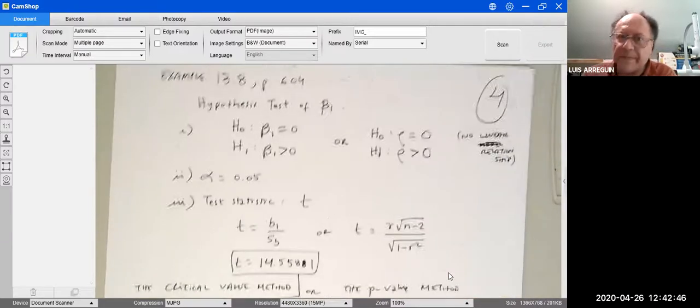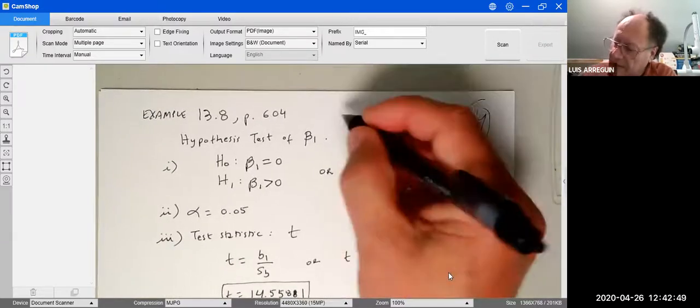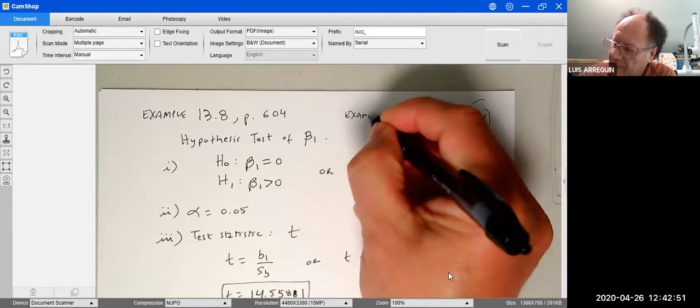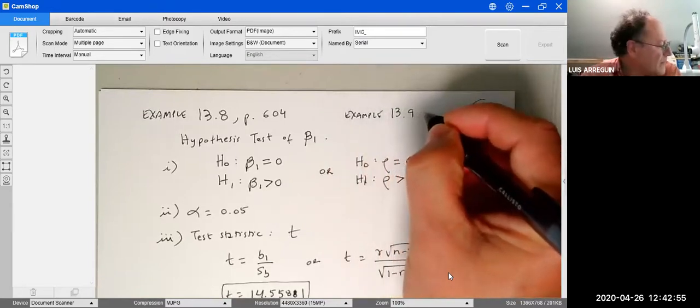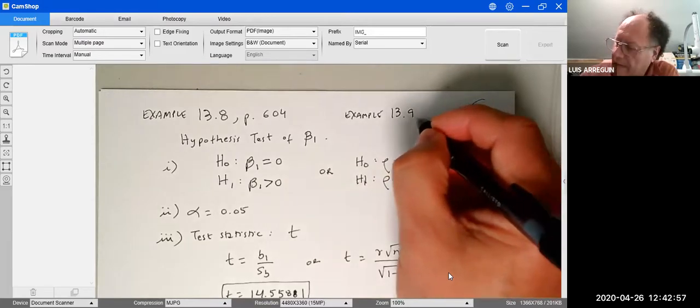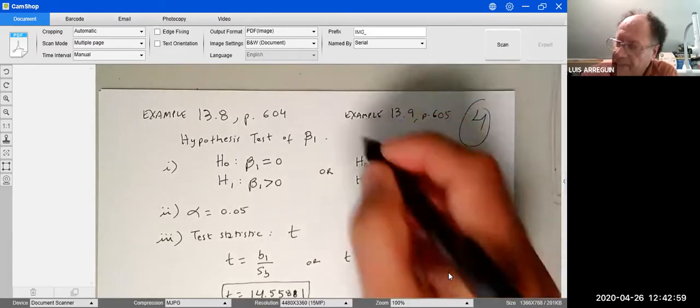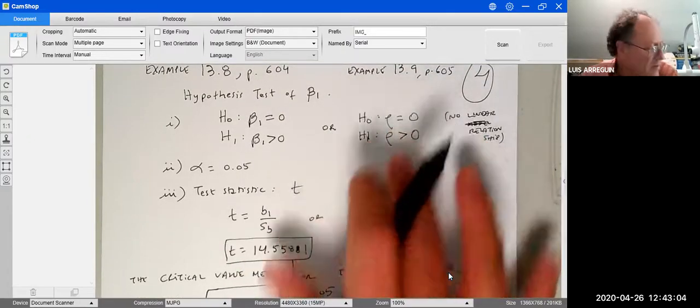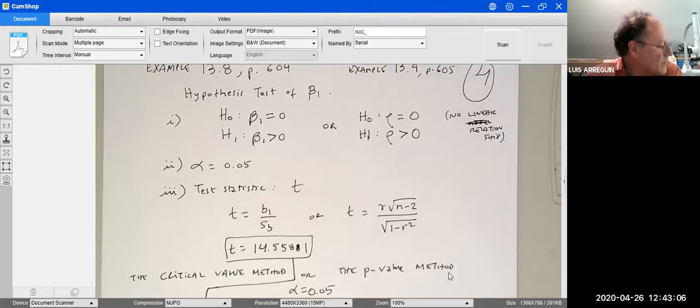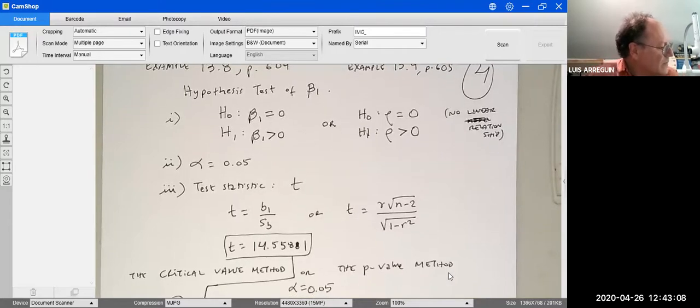So this is, let's say, example 13.9 on page 605. And it is the same as testing the correlation coefficient.